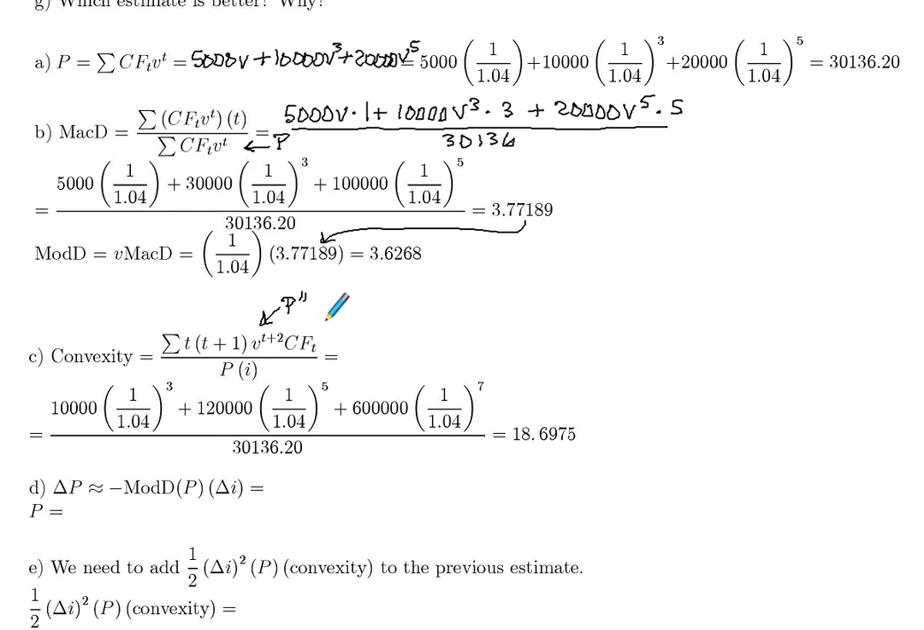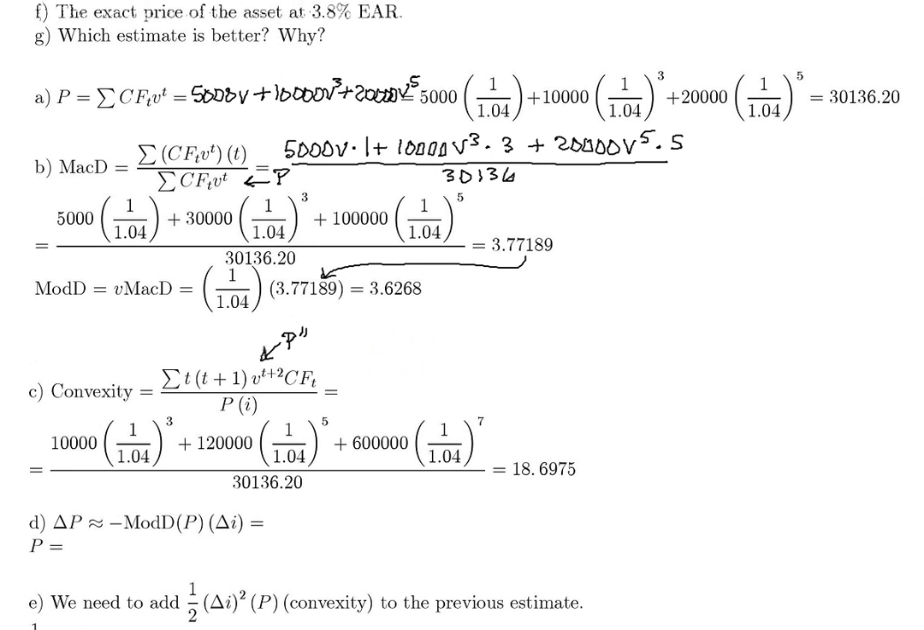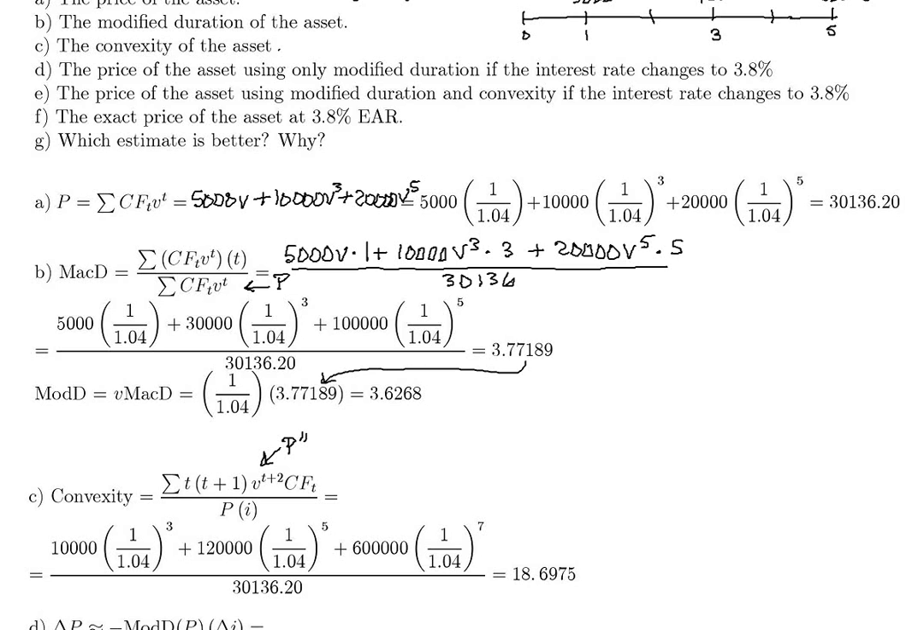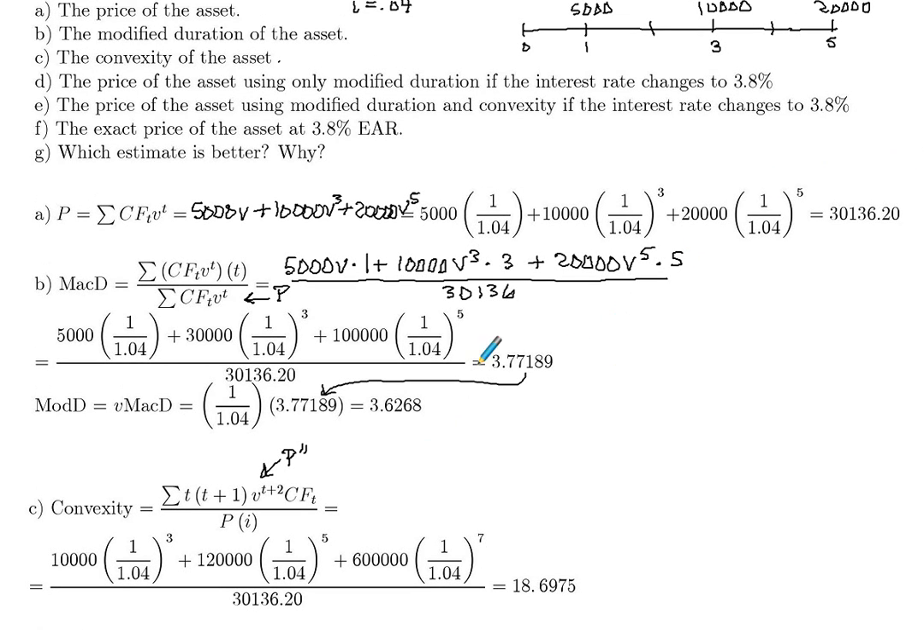Okay, so we've got to sum this up for the 3 cash flows that we have here. So for that first cash flow, get our time diagram showing again here. That first cash flow happens at time 1. So the first time we have a sum here is when t equals 1. And that term is going to be 1 times 1 plus 1 is 2. And then v to the 1 plus 2 is going to be 3, v cubed. And then the cash flow at time 1 is 5,000.